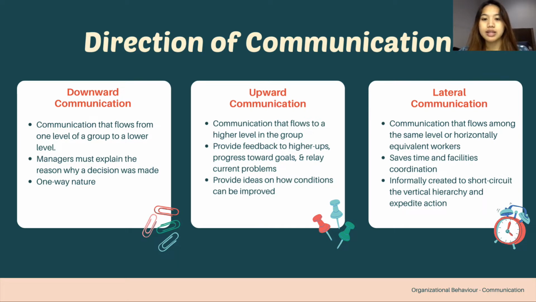And the second one is upward communication. It is communication that flows to a higher level in the group, and it's used to provide feedback to higher-ups, inform them of progress toward goals, and relay current problems. Also, it keeps managers aware of how employees feel about their job, co-workers, and organization in general. And the managers rely on this communication for ideas on how conditions can be improved.